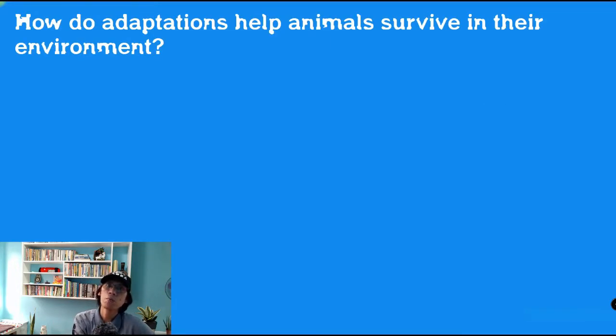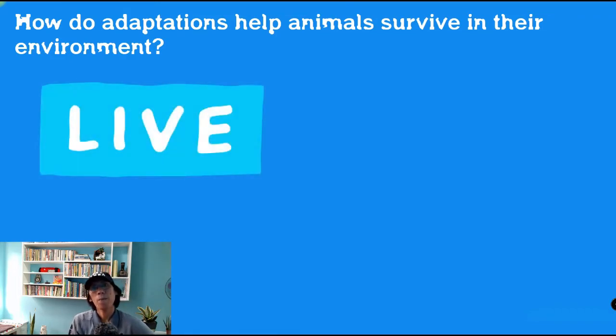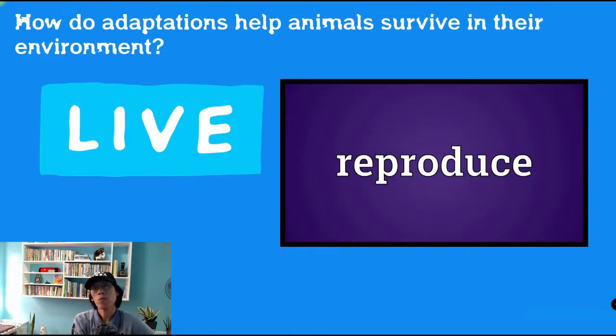So how do adaptations help animals survive in their environment? The first one is it allows the organisms to live in that environment, whether it is marine environment or terrestrial environment. And the second one is reproduction or the ability to reproduce. How's that? Because the organism's ability to reproduce makes sure there is continuation of that species in the environment, in the ecosystem, and on Earth in general.